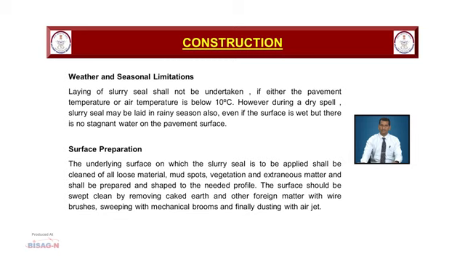Surface preparation. The underlying surface on which the slurry seal is to be applied shall be cleaned of all loose materials, mud spots, vegetation and extraneous matter and shall be prepared and shaped to the needed profile. The surface should be swept clean by removing caked dirt and other foreign matter with wire brushes, sweeping with mechanical brooms and finally dusting with an air jet. Application of tack coat is also required where the surface is extremely hungry and dry. Then the tack coat will be applied to create a strong adhesion bond without any slippage.